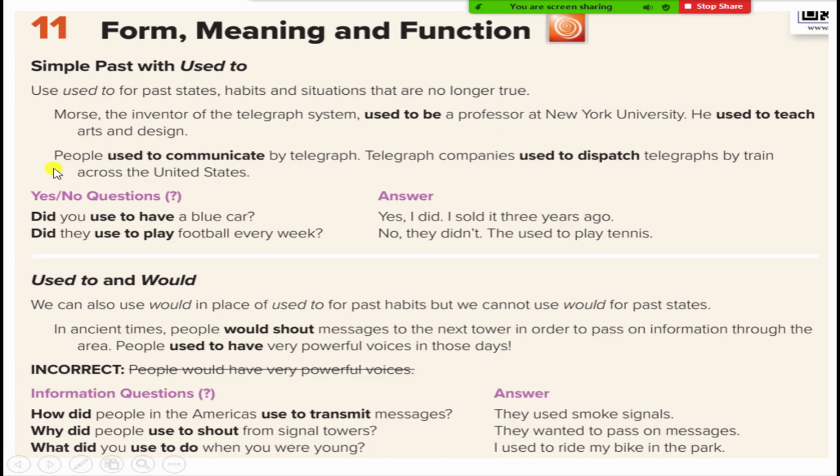People used to communicate by telegraph. Telegraph companies used to dispatch telegraph by train across the United States.